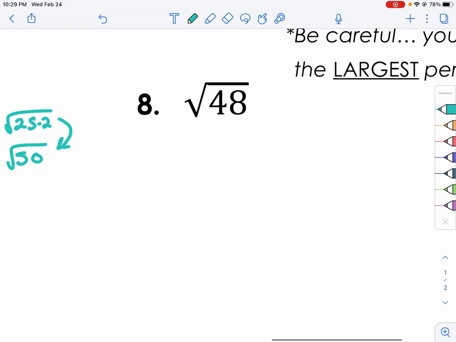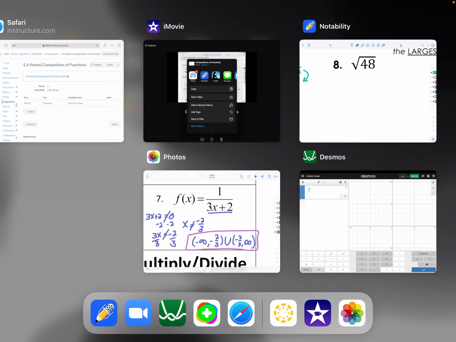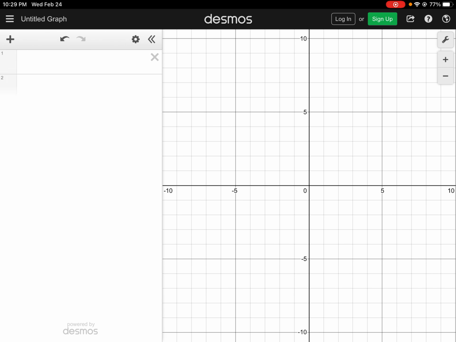And last but not least, number 8, you have the square root of 48. So let's think of some perfect squares that might go into 48. 9 is not. Nothing times 9 gives us 48. 4 would come out of there, so let's do that.